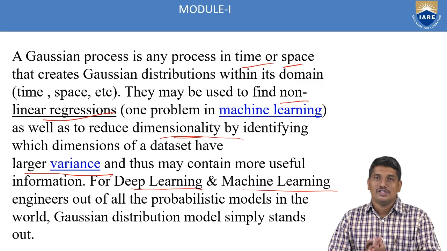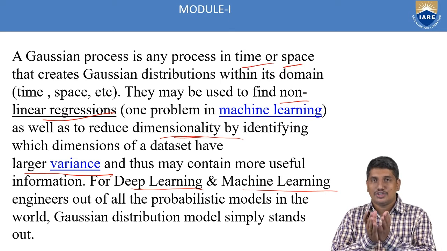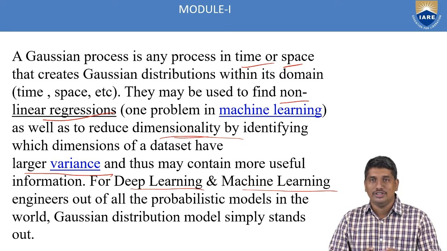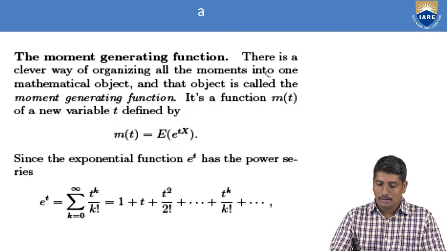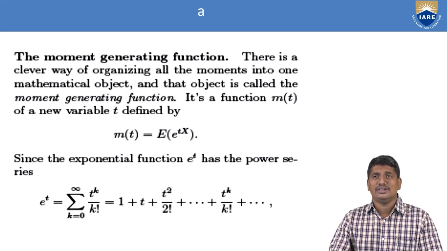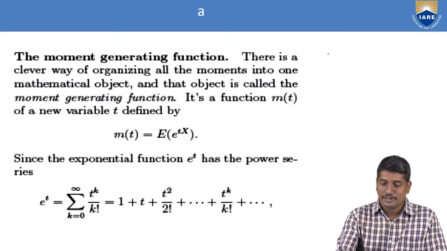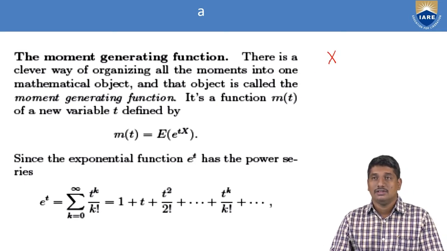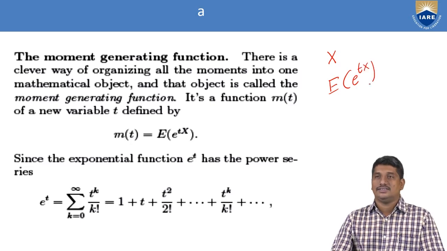Now let us focus on the theme of this lecture, that is the moments, the moment generating function, and the skewness and kurtosis of a probability distribution. First, let us define what a moment generating function of a random variable is. The moment generating function of a random variable X is defined as the expectation of e^(tX).